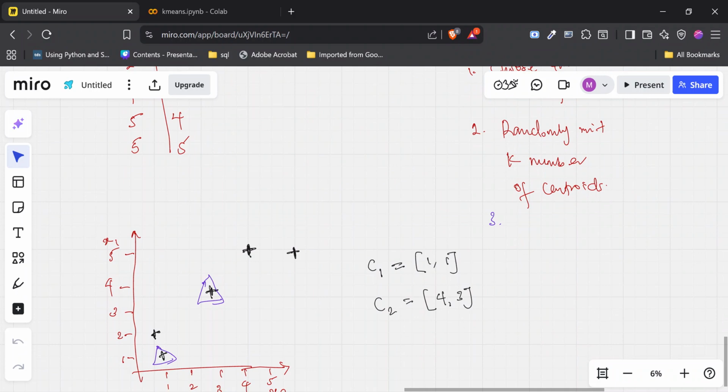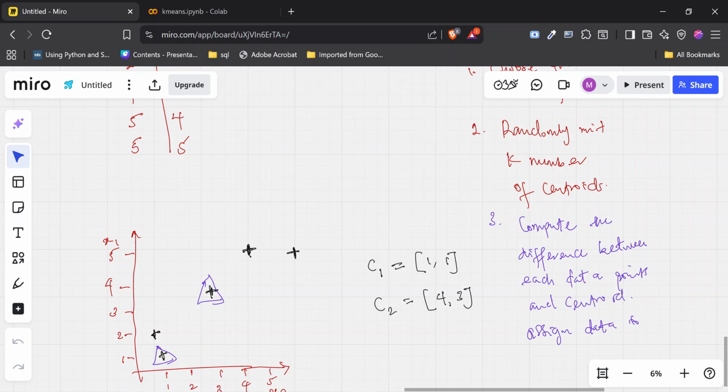So step 3 is to compute the difference between each data point and centroid. Then after doing that, we now assign the data to the centroid with the lowest distance. And it's really very easy.